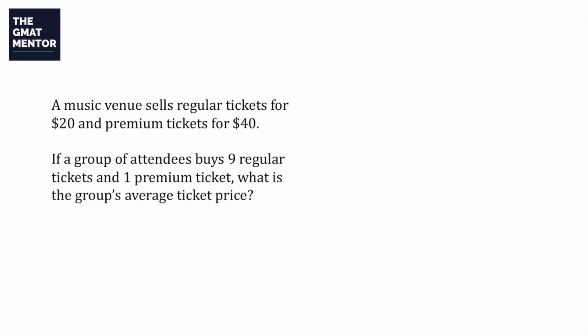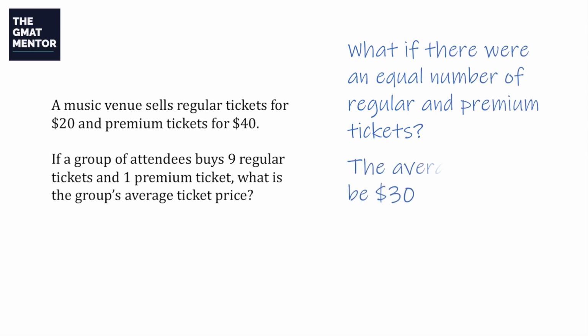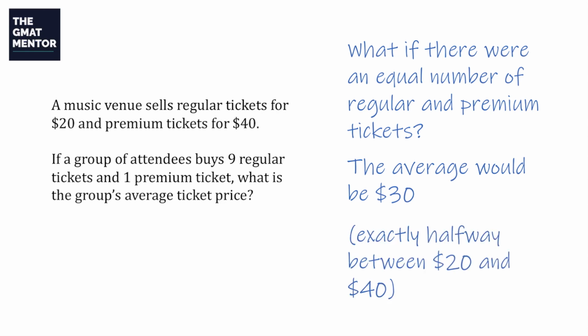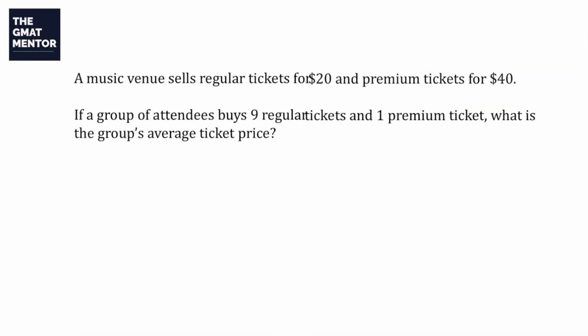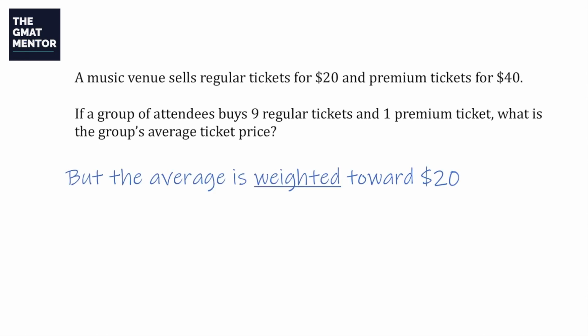For example, a venue sells regular tickets for $20 and premium tickets for $40. If a group buys 9 regular tickets and 1 premium ticket, what is the average price? To make things easier, you might think, well, what if there were an equal number of regular and premium tickets? In that case, of course, the average would be $30, which is exactly halfway between 20 and 40. But here we have more $20 tickets, so the average is weighted towards the $20.